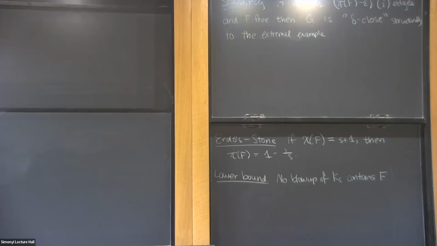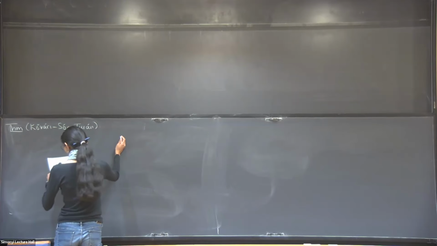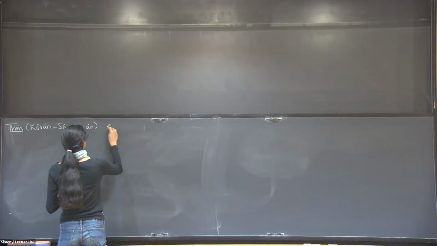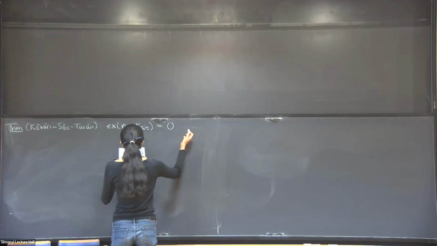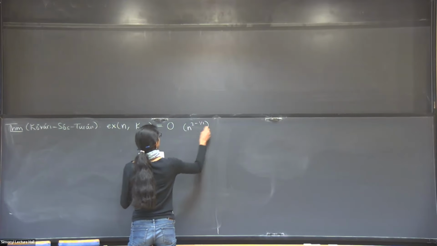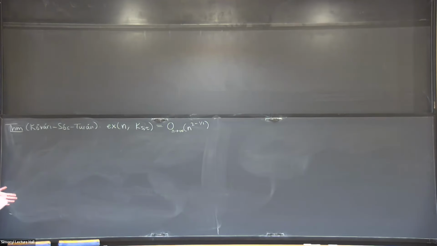So this theorem is called the KST theorem, both because it was proven by Kovács, Sós, and Turán, and because it deals with the complete bipartite graph K_{s,t}. So the theorem is that the extremal number of K_{s,t} is big O of n to the 2 minus 1 over s. And the big O is as n goes to infinity. I think throughout you should think of graphs being fixed and n going to infinity. Some people call this a Zarankiewicz problem. For bipartite graphs, determining the extremal number is the Zarankiewicz problem.